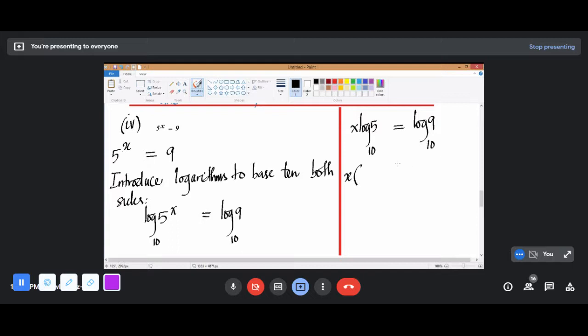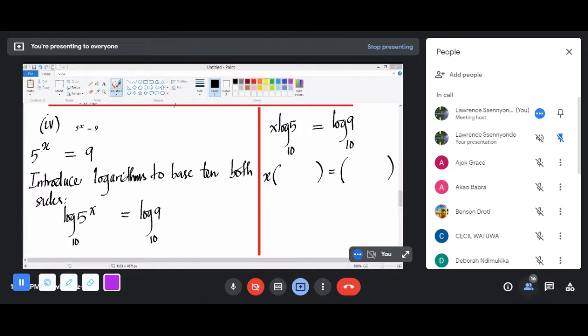So what is the logarithm of 5? Press your calculators. Log 5 is what on the calculator? Can someone give it to me? What do you get? If you've pressed your calculator, what do you see? 0.698970004. Give me 4 decimal places. I think it will be 0.6990.